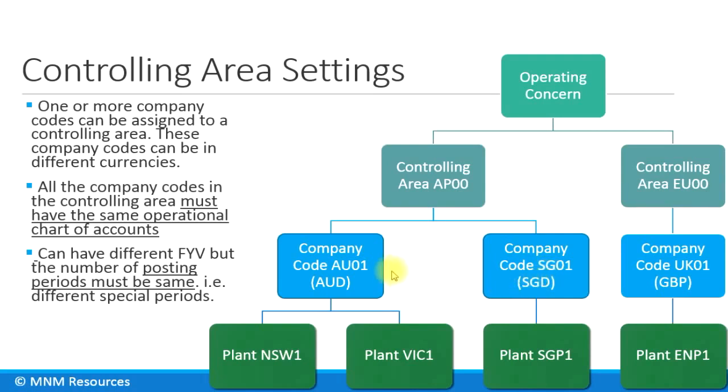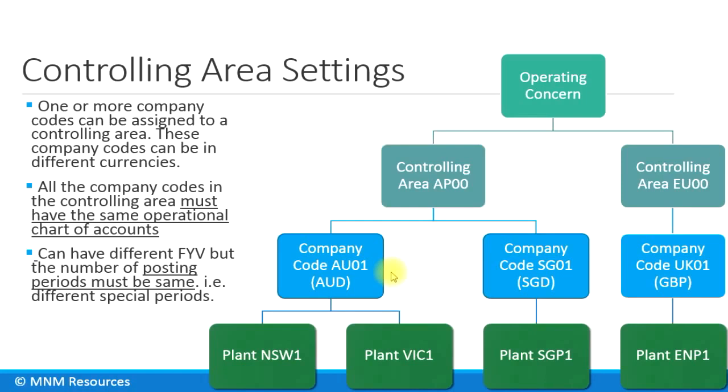Also, one fiscal year variant will have 12 posting periods, which is usually the 12 months of the year. And they can also have special periods, a maximum of 4 special periods. They can have no special periods, 1 special period, or a maximum of 4 special periods. Special periods are used for year-end adjustment postings.